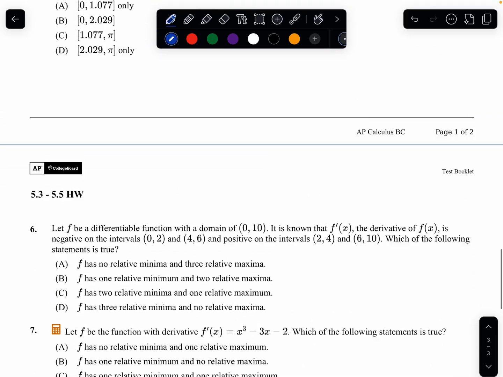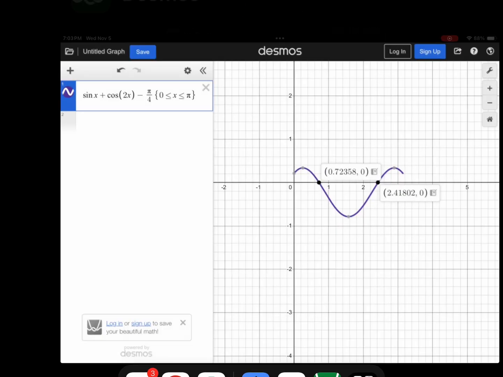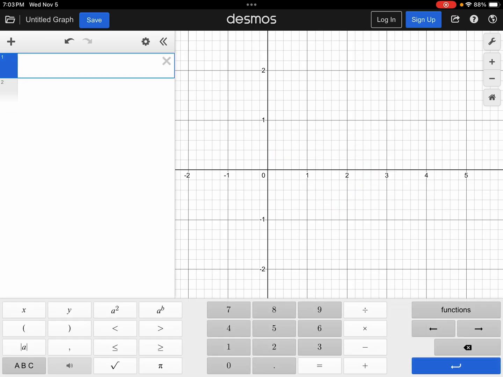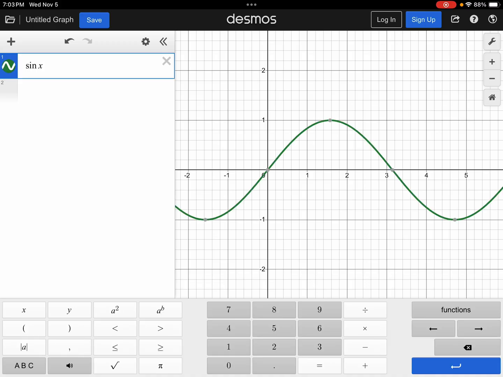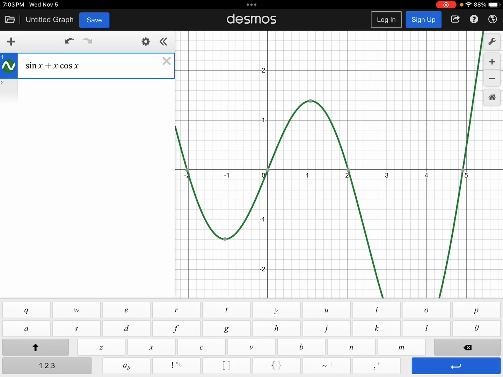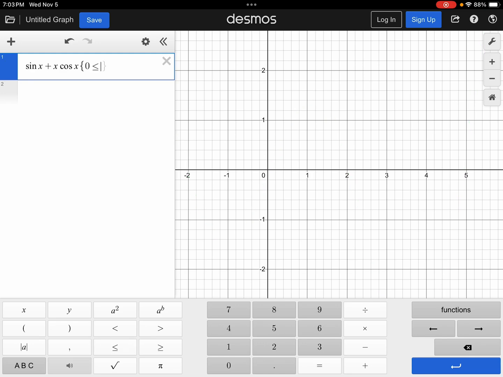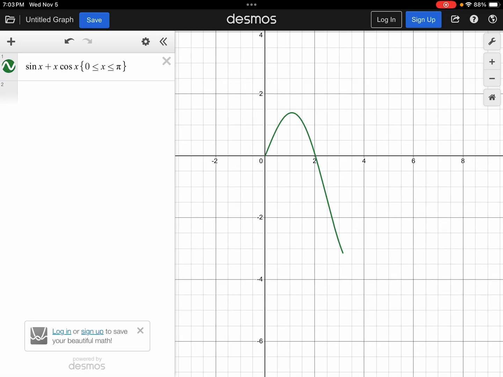And for 5, okay, so we have another calculator one. So we can just do sine of x plus x cosine of x, specifically on the interval from 0 to pi. And this is the derivative.